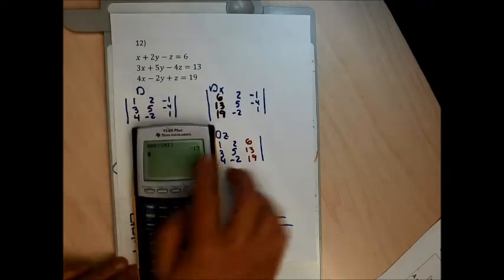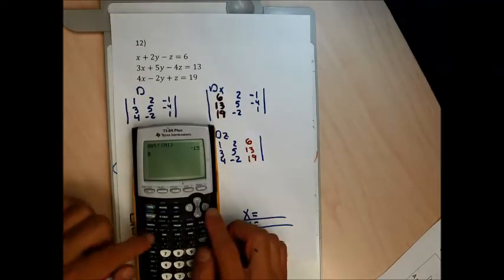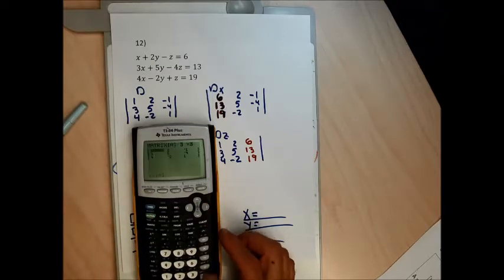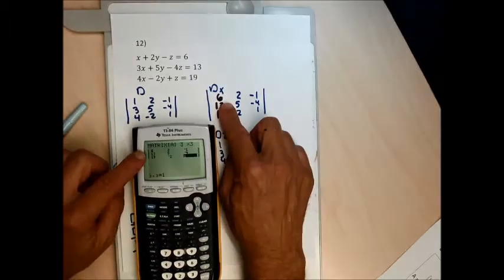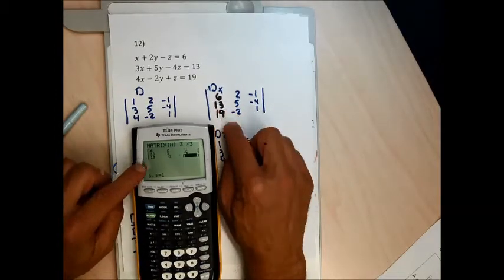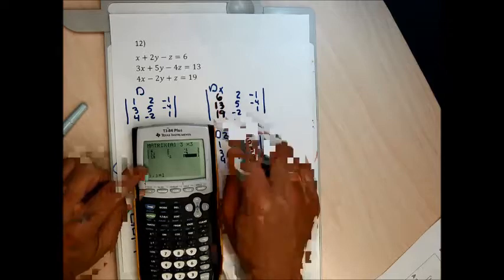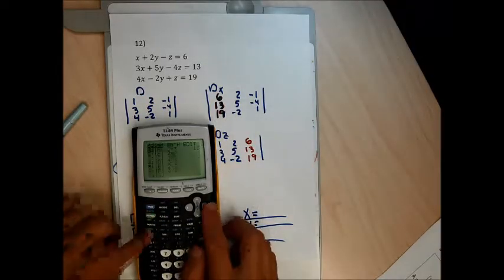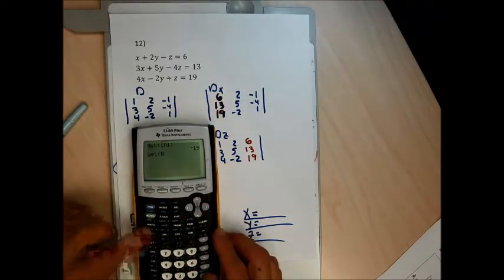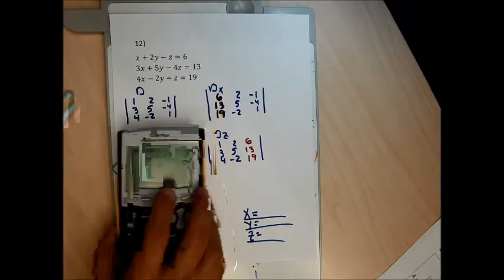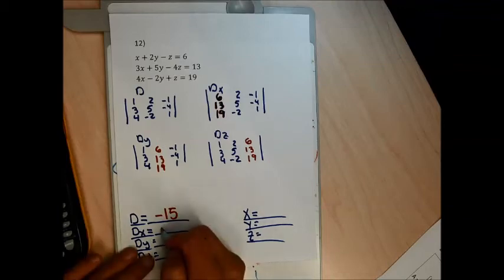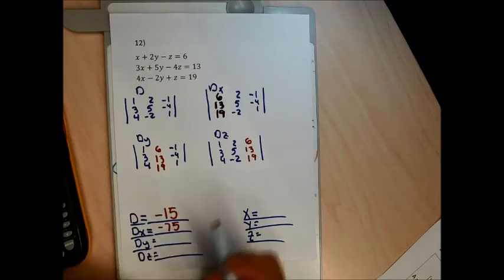Now I'm going to find the D sub x by entering that one. If you're clever, you don't have to type the whole thing over because they're a lot the same, but I'm just going to type the whole thing over because sometimes when I try to be clever, I mess up. So 6, 2, negative 1, 13, 5, negative 4, 19, negative 2, 1. Feels good. Second matrix math, enter. Second matrix names, enter. D sub x is negative 75. So next to the D sub x, I'm going to put negative 75.